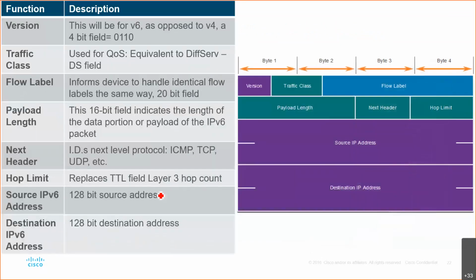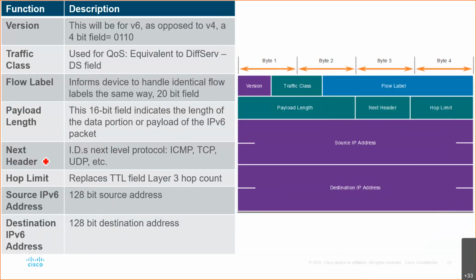Let's have a better look at it. You have a version, again, which says whether it is version 6 or version 4. A flow label. This informs the device to handle identical flow labels the same way. Okay. From the destination to the source, the same flow label. Payload length, okay, will tell you the size of the payload of your IP version 6 packet.